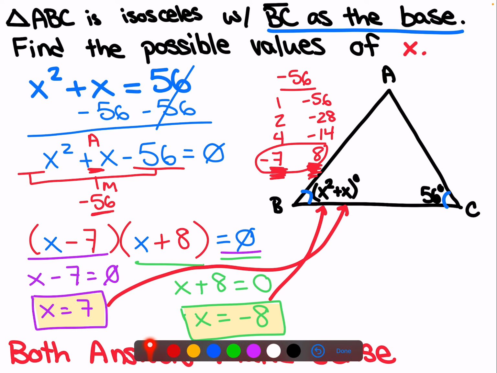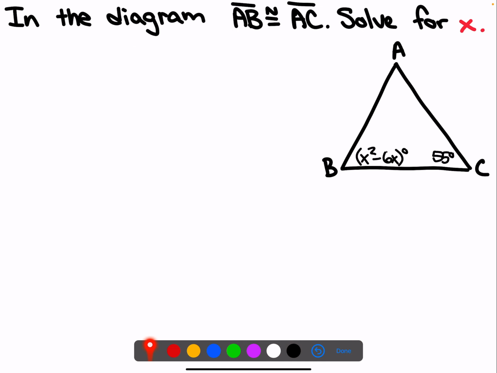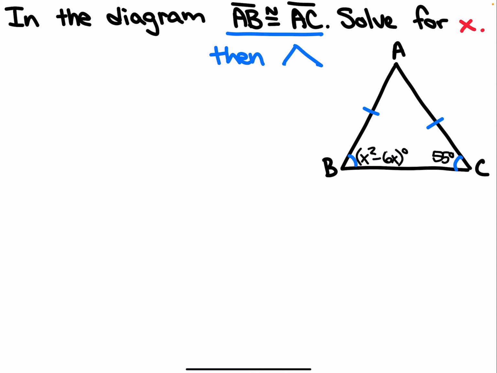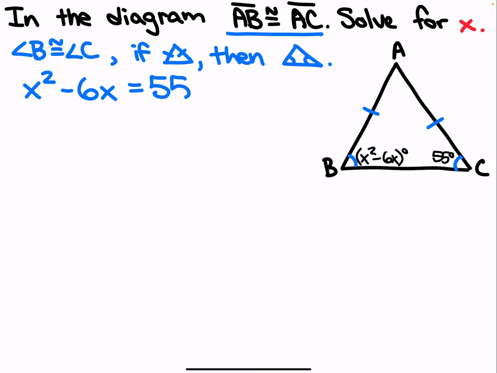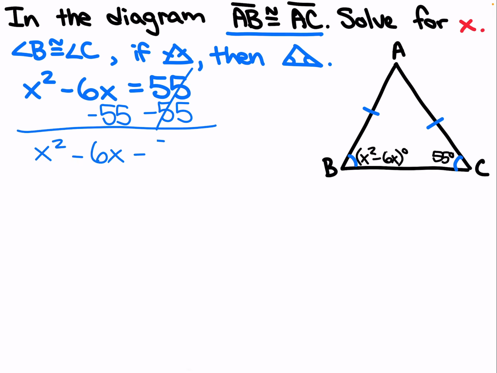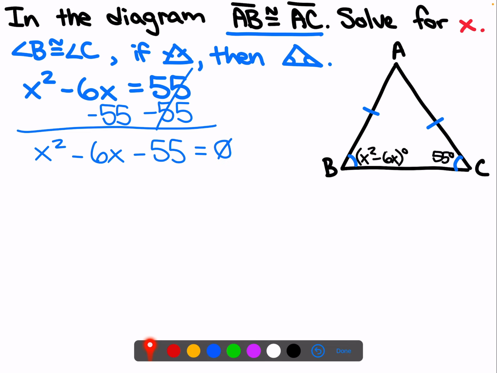All right, let's try another one. This time we have x squared minus 6x, and then 55 is our other angle. Same type of thing happening. This time AB is congruent to AC, which means that it is automatically an isosceles triangle, because if legs are congruent, then base angles are congruent. So this time we have x squared minus 6x equals 55. Subtracting 55 from both sides to put it in standard form. x squared minus 6x minus 55 equals 0.